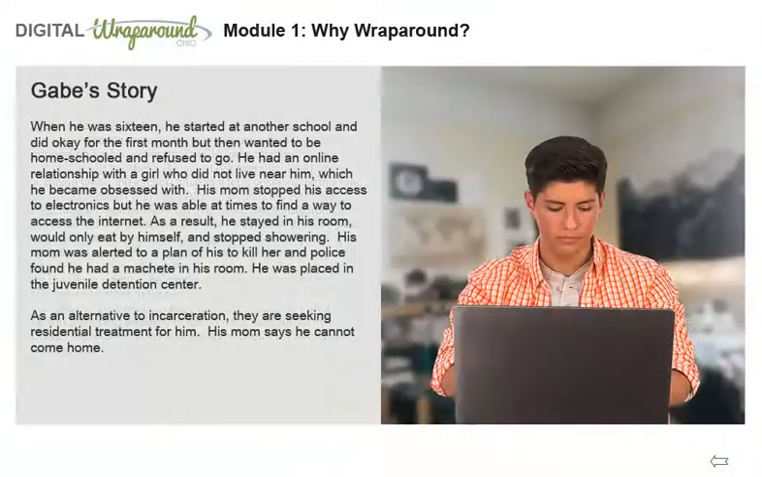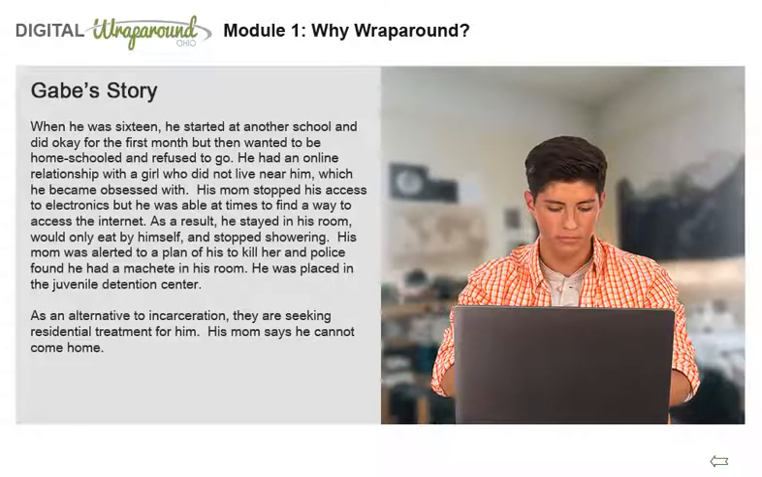When he was 16, he started at another school and did okay for the first month, but then wanted to be homeschooled and refused to go. He had an online relationship with a girl who did not live near him, which he became obsessed with. His mom stopped his access to electronics, but he was able at times to find a way to access the internet. As a result, he stayed in his room, would only eat by himself, and stopped showering.